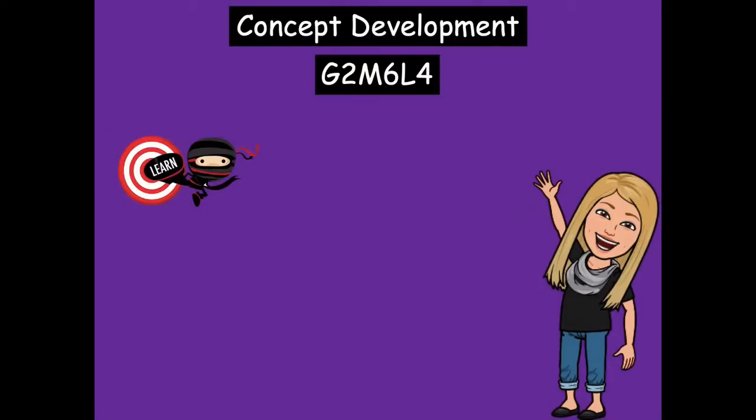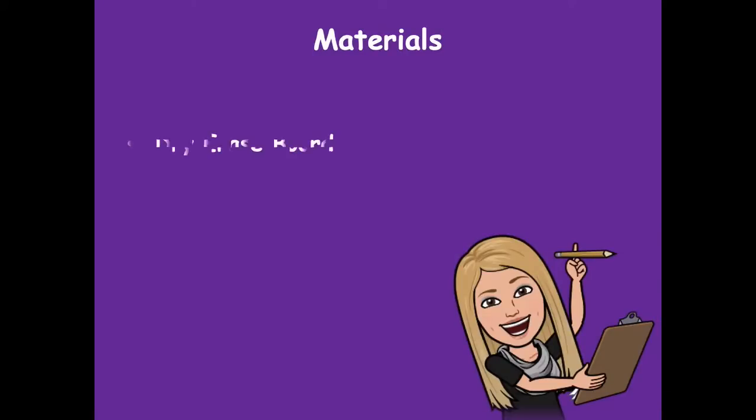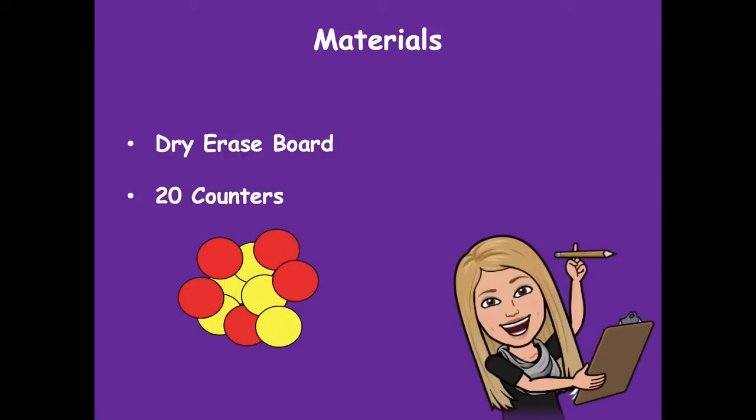For our lesson today, we're going to talk about how we can use equal groups and repeated addition, and use what we've already learned about that to talk about tape diagrams. So our learning goal for today says, I can use tape diagrams to represent equal groups and relate the groups to repeated addition. The materials that you'll need for this lesson are your dry erase board and about 20 counters. So make sure you grab those materials before you get started.